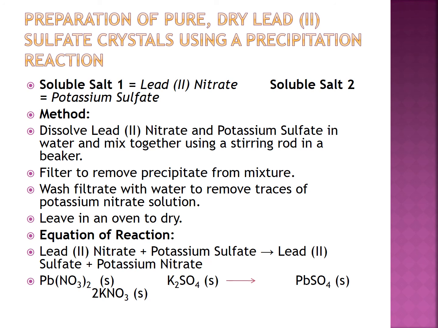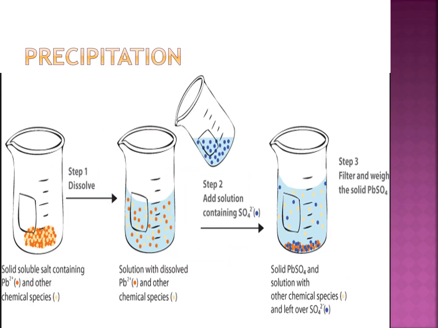Now what is the equation for this reaction? Lead 2 nitrate plus potassium sulfate will give lead 2 sulfate plus potassium nitrate. Now look at this diagram carefully. In this diagram, mix the aqueous solutions of reactants. As soon as they are mixed together, the insoluble product is formed, which is called the precipitate.